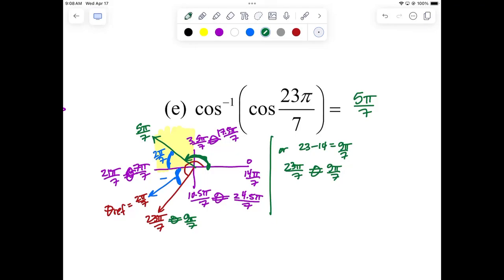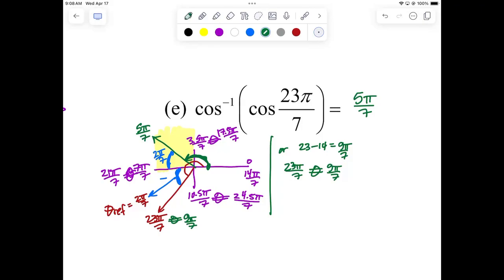2 pi sevenths. Or you could do what I did on the right-hand side of the column. You just know it's more than one rotation. So 23 minus 14, you get 9 pi sevenths. So 23 pi sevenths is coterminal with 9 pi sevenths. Where does 9 pi sevenths live? It lives between 7 and 10.5. How far is it from 7 to 9? 2 pi sevenths. And then once you have the reference angle for cosine, you got to get into quadrant 3 typically. And so it's going to be pi minus that answer.